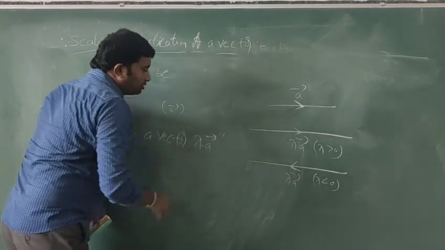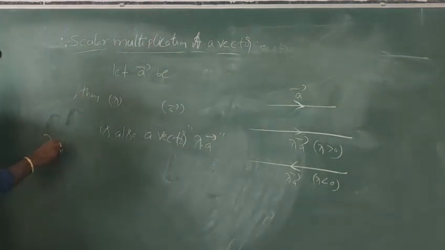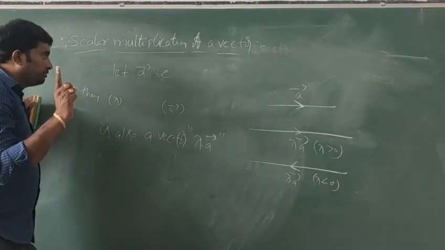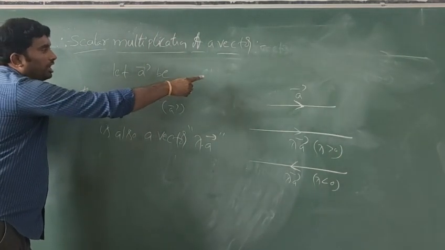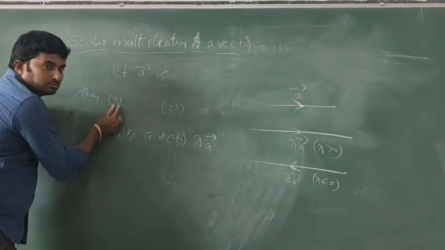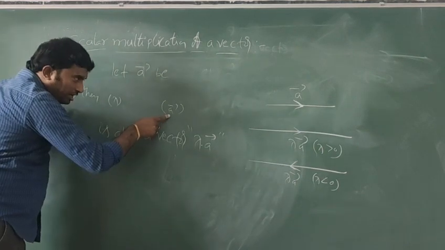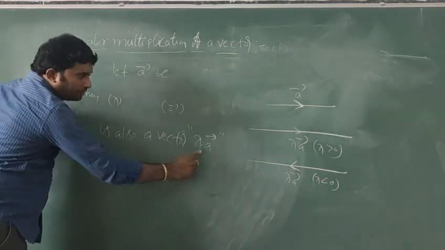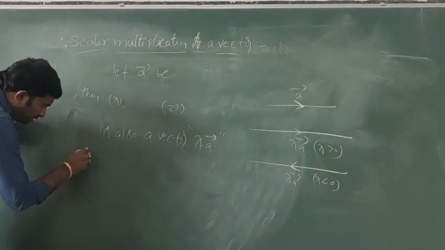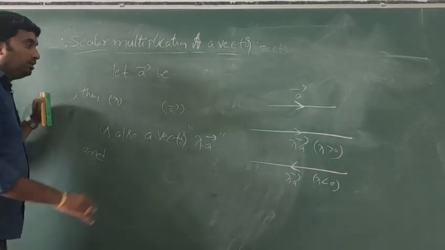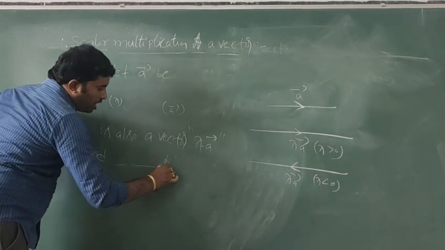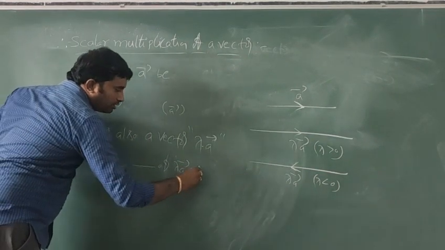Without the dot also you can write lambda a bar like this. No problem. What is the definition? a bar be the non-zero vector, lambda be the non-zero real number, the given scalar. Then the scalar multiplication lambda of the given vector a bar is also a vector. What is that vector? Lambda a bar is also a vector. And continue: the magnitude of lambda a bar.